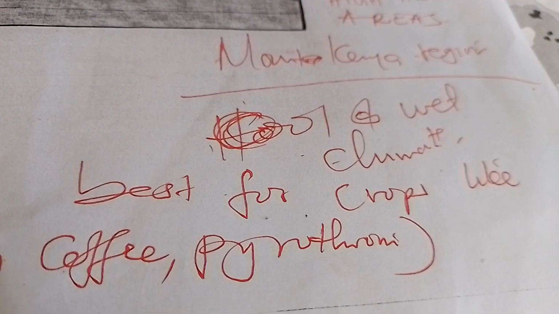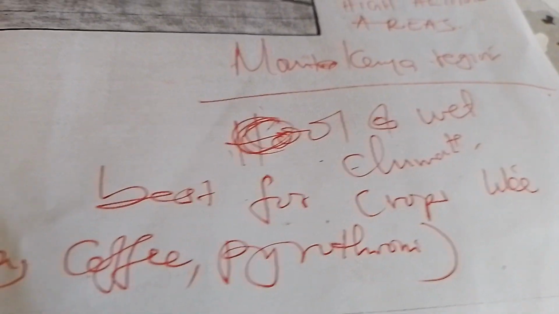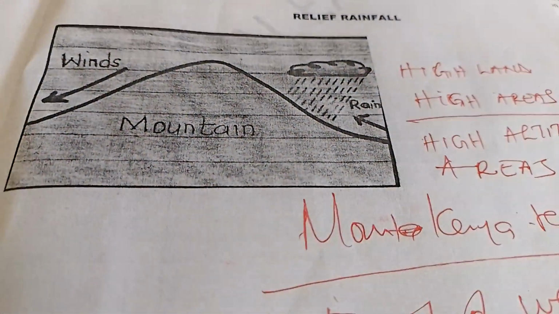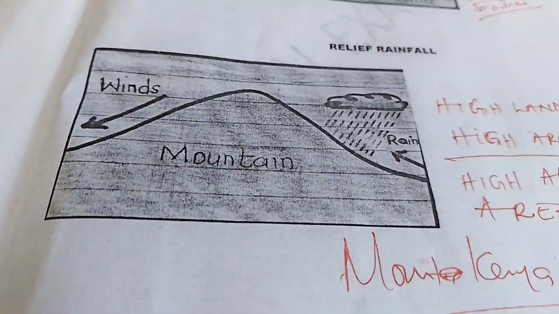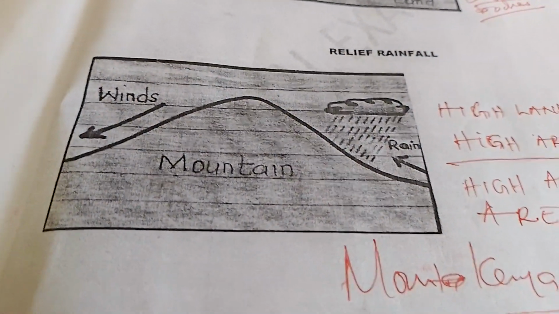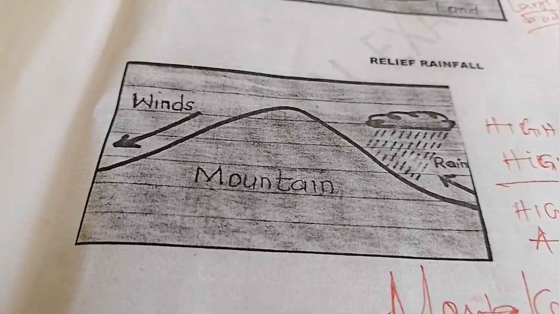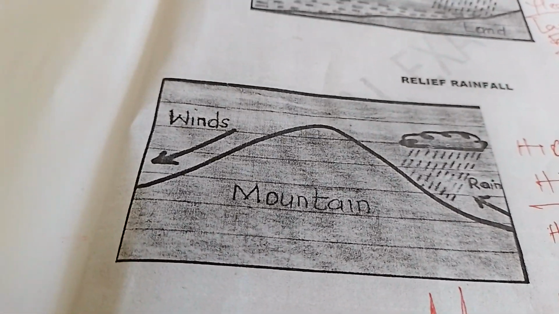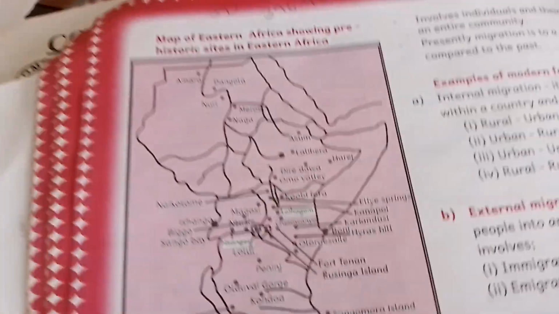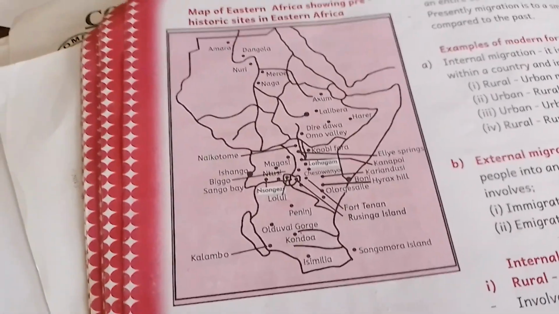You can also see what is happening here. We have best for crop growing: we have coffee, we have tea, and we have pyrethrum. Another region that is highly tested, that we have gotten a hint where we expect to have questions from, is the prehistorical sites in Africa.